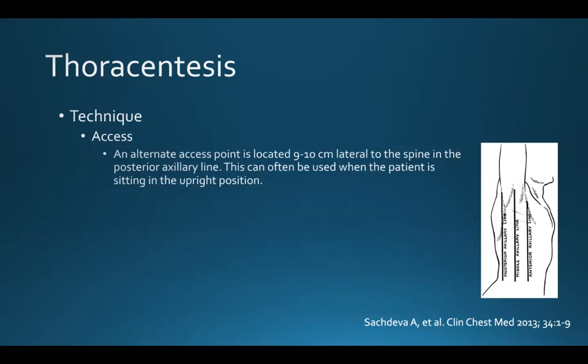An alternative access point is located 9 to 10 centimeters lateral to the spine in the posterior axillary line. And this is usually the position that's used when the patient is sitting in the upright position.